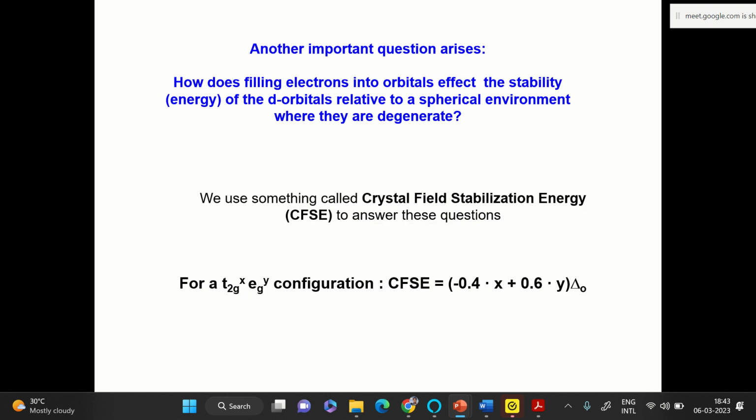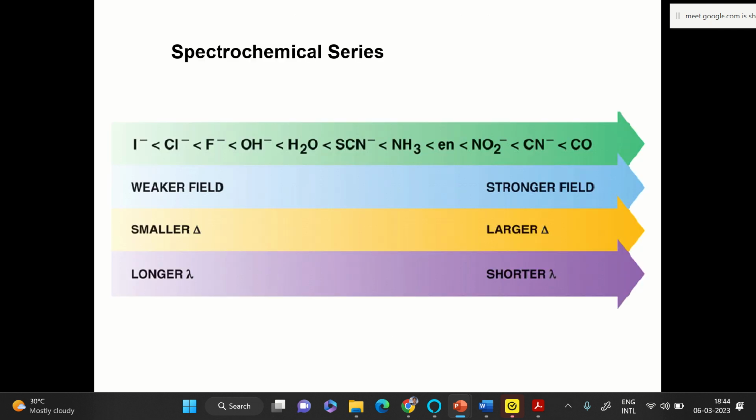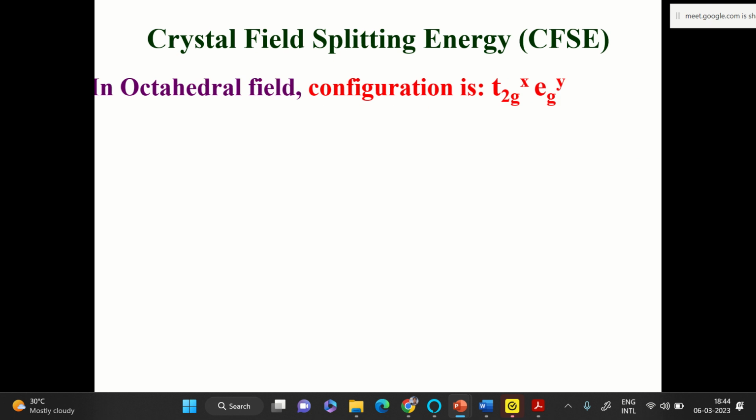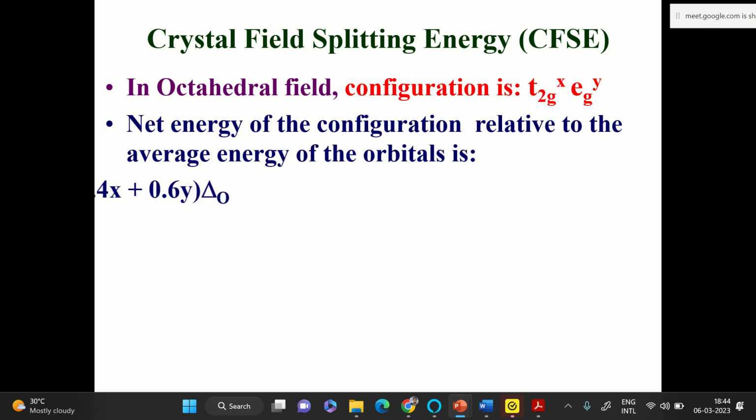So many things were easily explained through this, as we had discussed why color arises when there is splitting of this kind. Then if you provide the substance some energy, an electron may move up and light may be absorbed, and that's why the colors appear. So crystal field stabilization energy you can calculate.